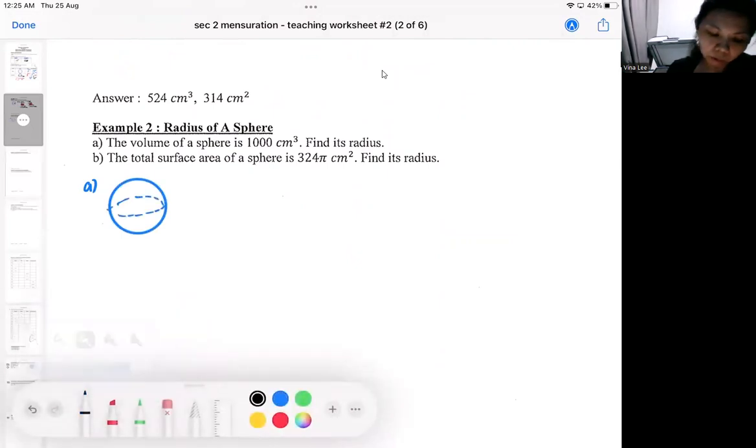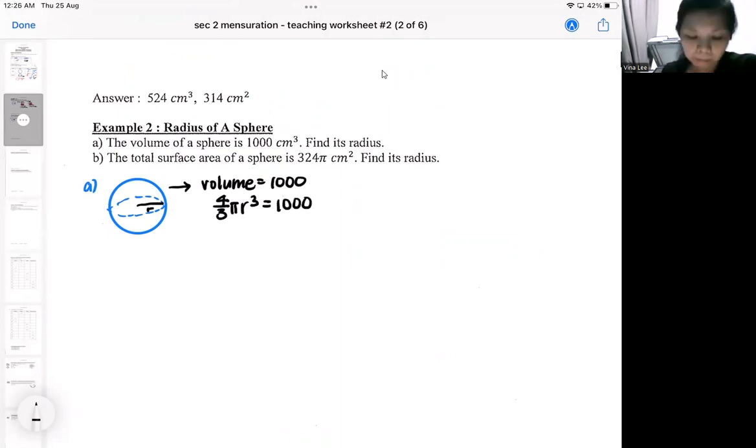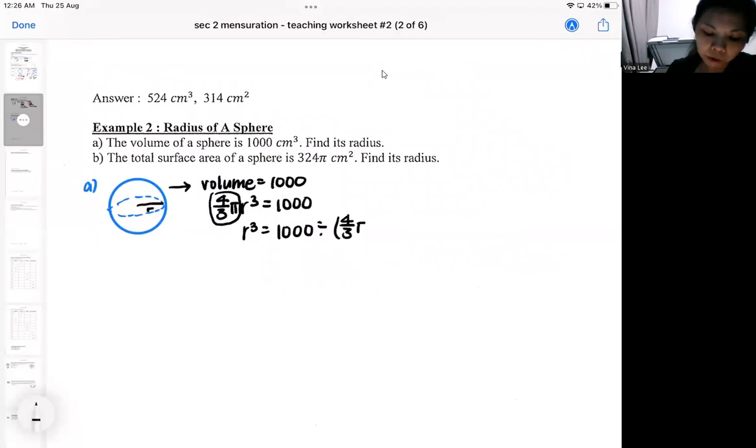So we do not know the radius, but I do know that the volume is 1000. So you set up the formula and then you try to do your algebra. But some of you may be confused because of the pi. So what you can do is you divide by this. So try punching it out. You might not get a nice answer.